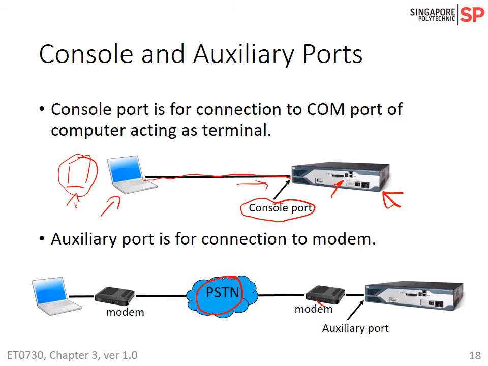Let's say, for example, the router goes wrong during Chinese New Year, and you don't feel like going back to the office to see what's wrong with the router. If you have set up a modem at the auxiliary port of the router, you can use your own modem, connect to the public switched telephone network, and then start to look at what's wrong with the router, rather than having to go back and use a console port.